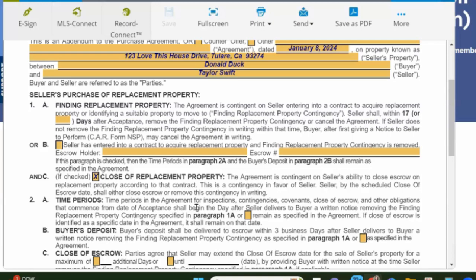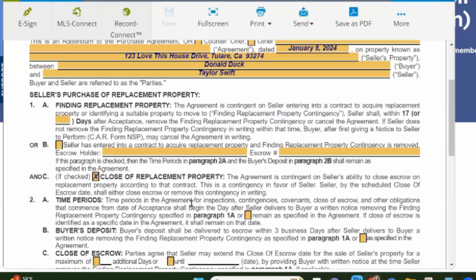It makes more sense for it to happen when the seller finds their replacement property, because I could go in as the buyer and do all of my inspections, and 17 days go by and the seller never found a replacement property, and now they can back out of selling me their home and I've invested money in inspections and appraisal and all of that. So I'm going to wait until they're under escrow.